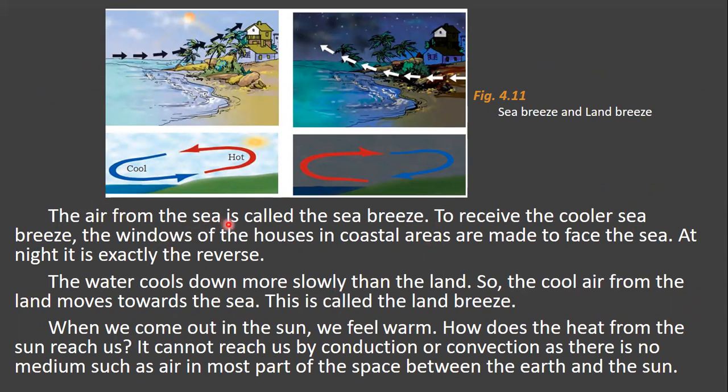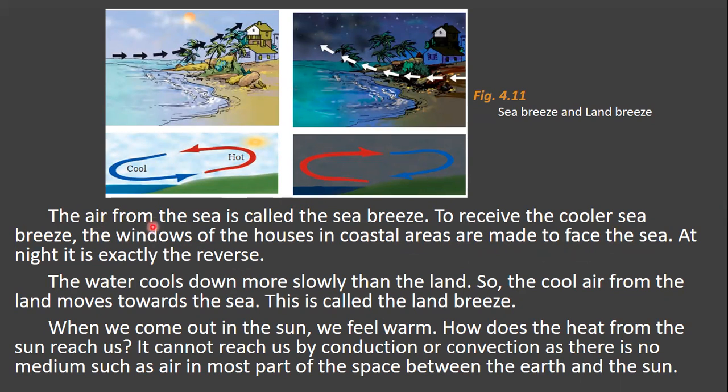The air from the sea is called the sea breeze. To receive the cooler sea breeze, the windows of the houses in coastal areas are made to face the sea. At night, it is exactly the reverse.